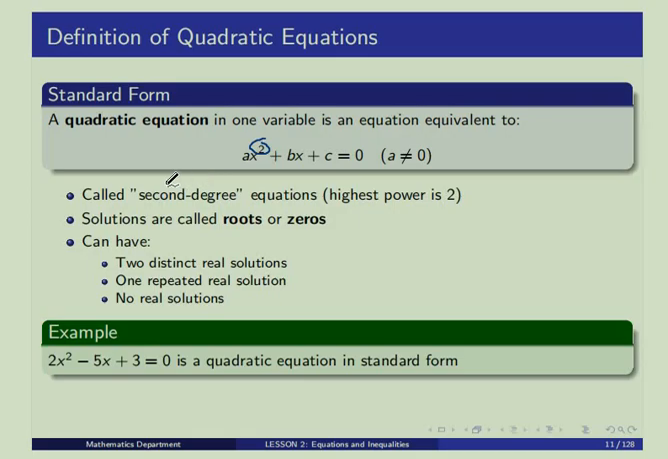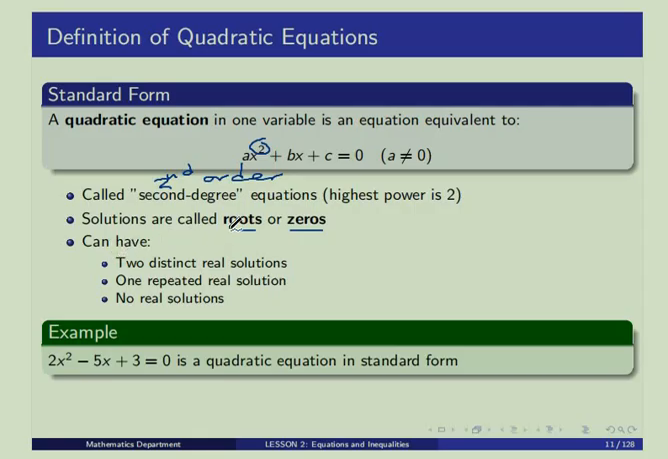So a quadratic equation in one variable looks like this, and this is called a second degree or a second order equation where the highest power is 2. And then the solutions are also called the roots or zeros of the equation.